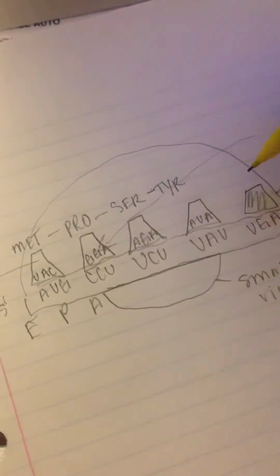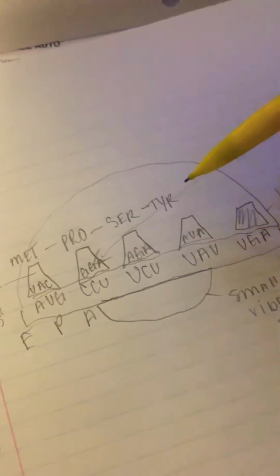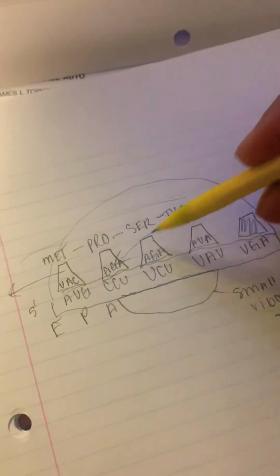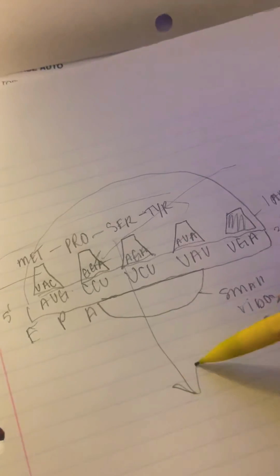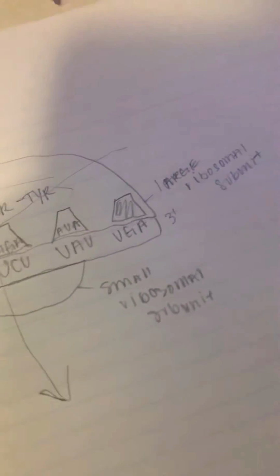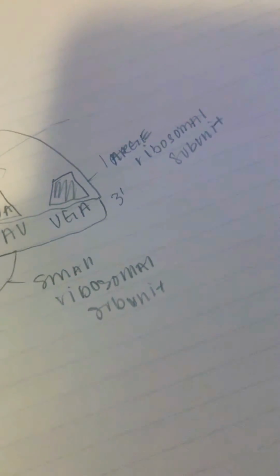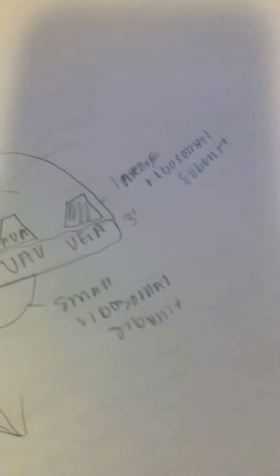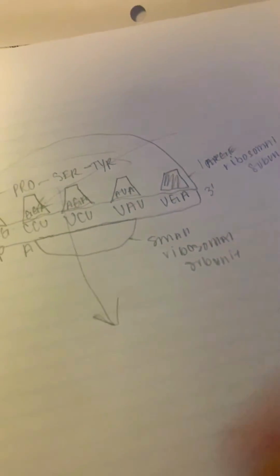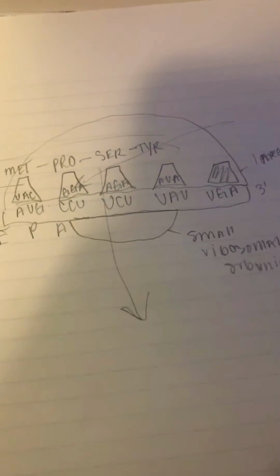Once it gets to the stop codon, this polypeptide chain will exit the ribosome, and it'll go to an organelle somewhere in our cell. The polypeptide chain goes to another organelle, and it's going to go through some folding and some modifications, and we have built a protein. This is basically translation.